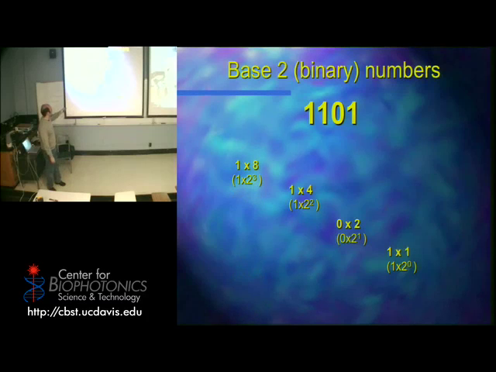So if you were to do all this, it'd be 1 times 2 squared and 1 times 2 cubed. So this number is now equal to 13. So 1101 in binary is equal to 13 in our decimal system. So if you were to convert the number 13 into a computer language of ons and offs, it would be 1101. That makes sense? You guys see that? Okay.